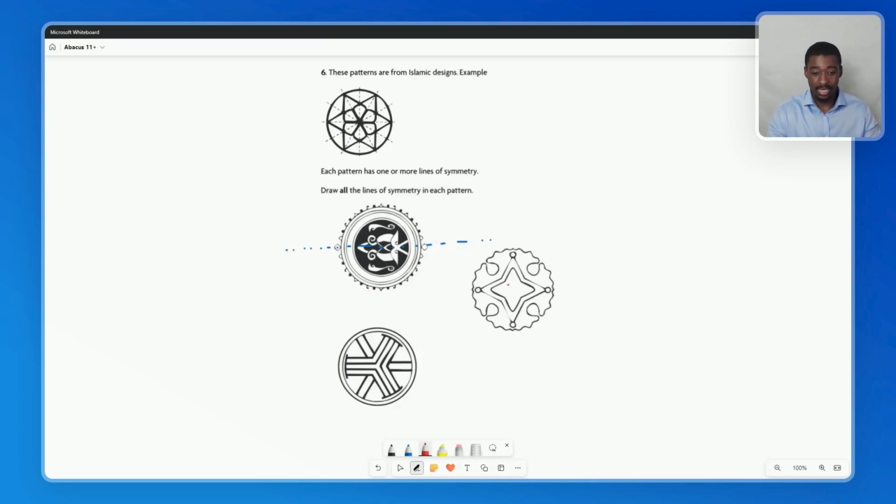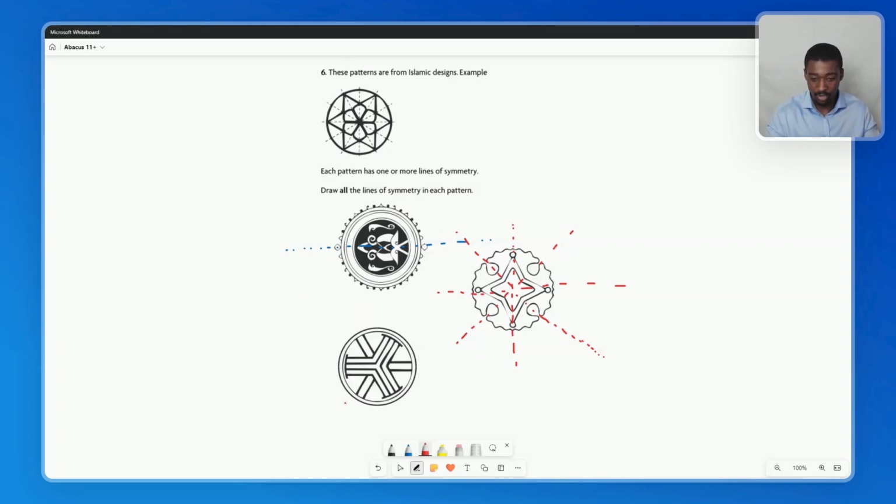So using that understanding, let's go to this next pattern. We have a line of symmetry here. We could fold it over and it would look the same. Same thing here. Same thing here. And same thing here. These are all lines of symmetry because we can fold the pattern over, and both sides would be the exact same. They're almost like reflections of each other, or they are reflections of each other.